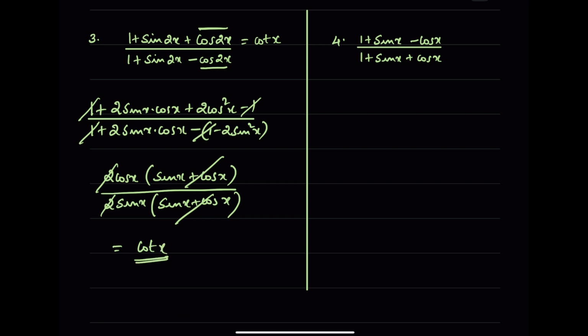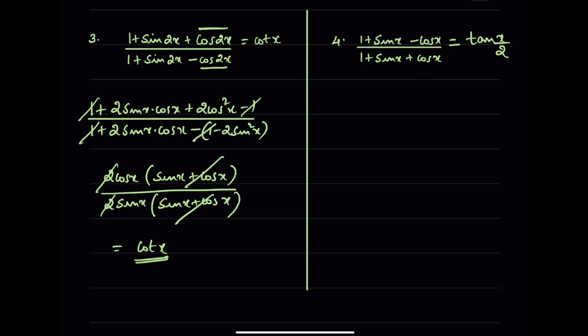Now let's try the fourth one. In the fourth one we have to prove that 1 plus sin x minus cos x, the whole thing divided by 1 plus sin x plus cos x, will be equal to tangent of x by 2. So we know that from the question. Now how do we change it to x by 2? If you notice here, this problem is very similar to question number 3. Only thing is that sine 2x has been expressed as sin x.